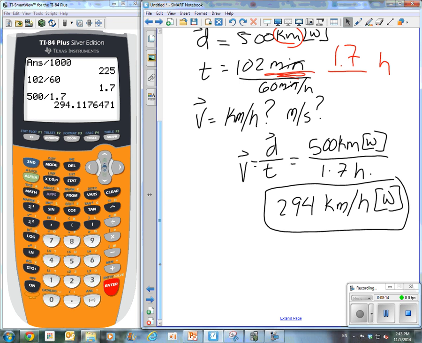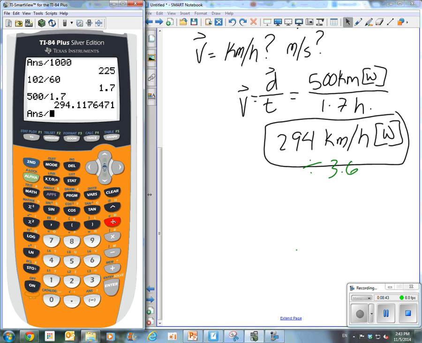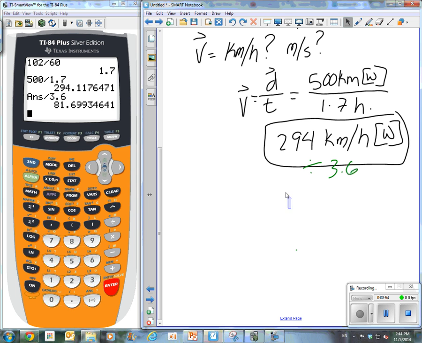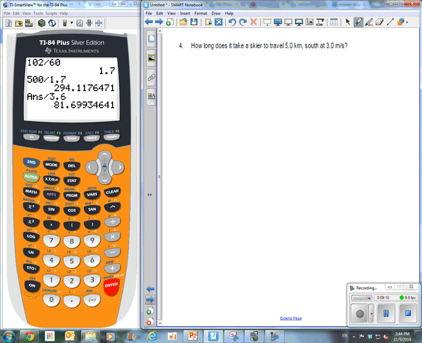Now, in order to get from kilometers per hour to meters per second, what we need to do here is divide it by 3.6. Remember, our scale factor is 3.6, and to figure out whether I multiply or divide, I have to think that 100 kilometers per hour is roughly 28 meters per second. So in this case, I should be able to figure that that is divide. So 294. Note that I don't retype in 294. I want to keep all those significant figures in there. So I'm going to just take that answer, divide it by 3.6, and I get 81.7 meters per second, with three significant figures, still in the same direction of west. There we go.